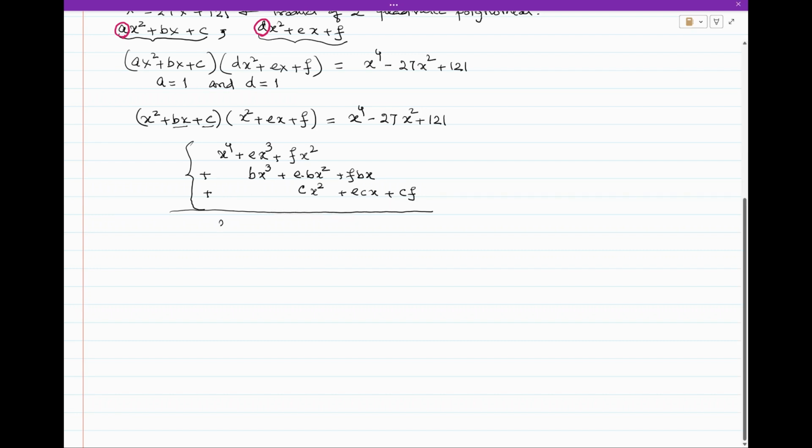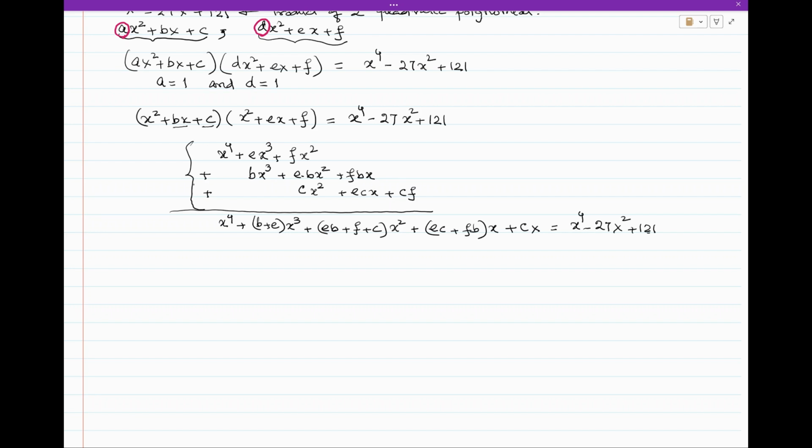If we add them up, we get x to the power of 4 plus (b plus e) x to the power of 3 plus (eb plus f plus c) x squared plus (ec plus fb) x plus cf, and that should be equal to the given polynomial x to the power of 4 minus 27 x squared plus 121.